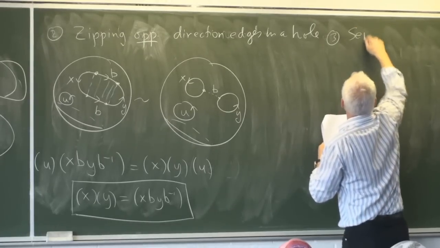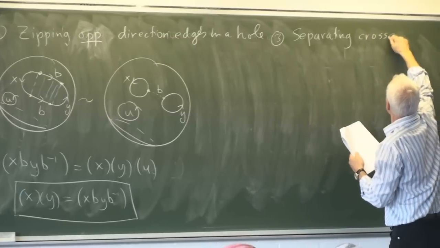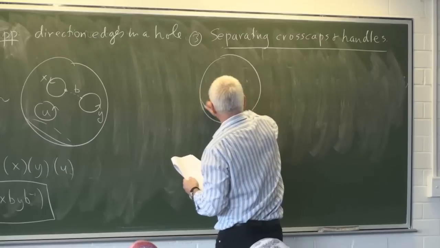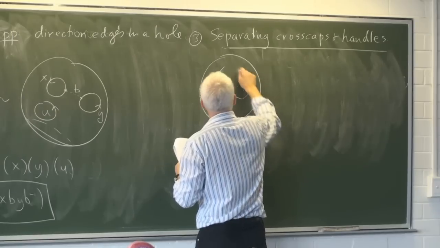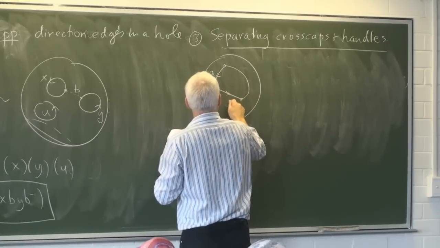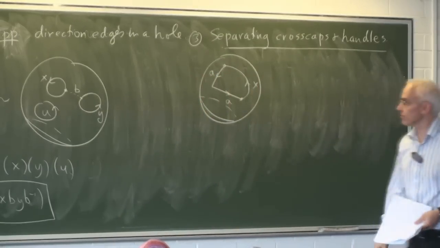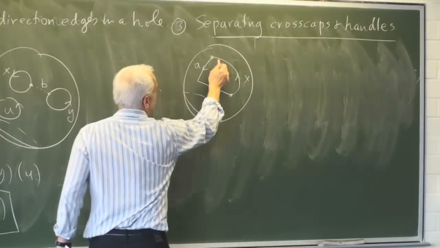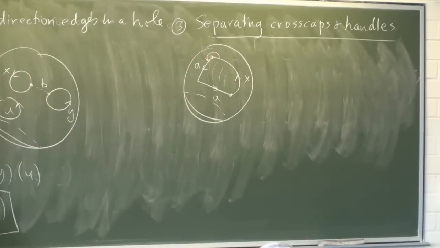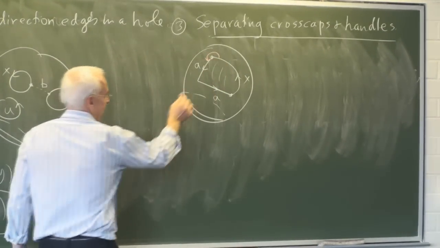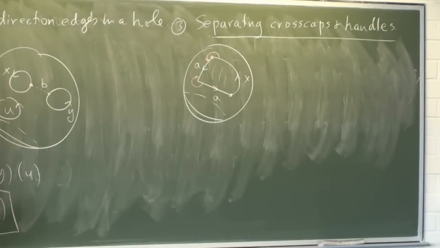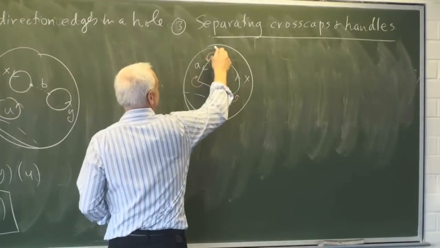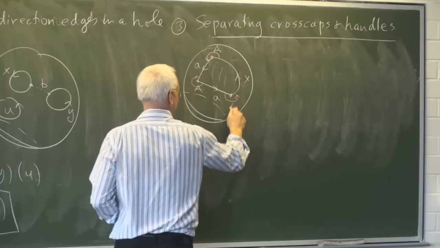And the third thing that we need is separating cross caps and handles. Okay, so suppose, so these are rather special things. Suppose we have a hole that has an A edge and another A edge right beside it and an X. That's a hole. Then if we look at the neighborhood of this vertex here, if we go in this direction here on the surface of the sphere, then we're moving to the bottom of the A edge. And the bottom of the A edge here moves to the top of the A edge there. And the top of the A edge here moves to the bottom of the X edge. So what ends up happening is that this vertex here, let's call it capital A, is associated with this vertex here, also with this vertex here.